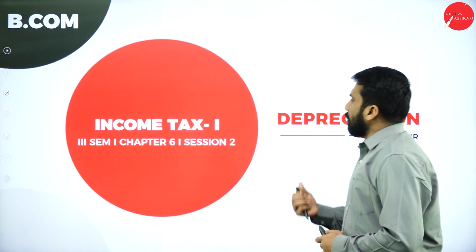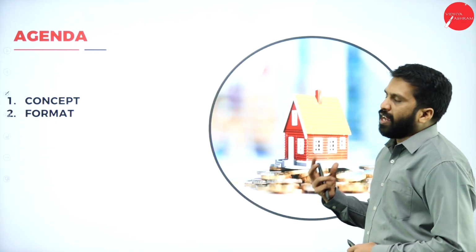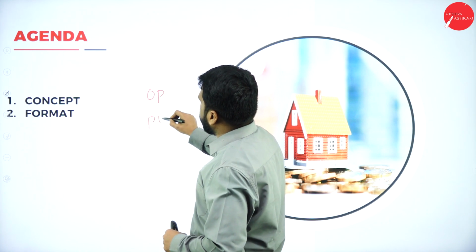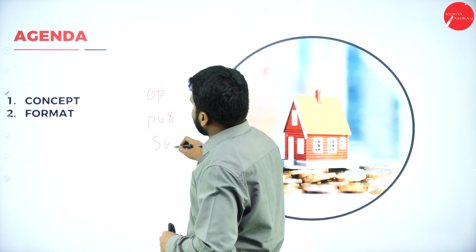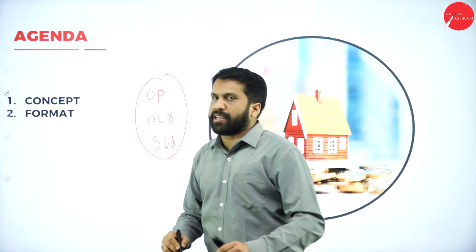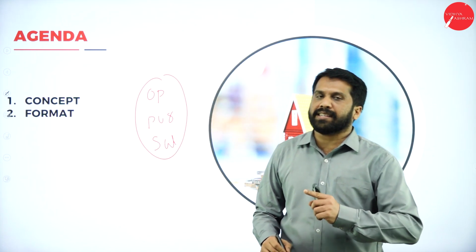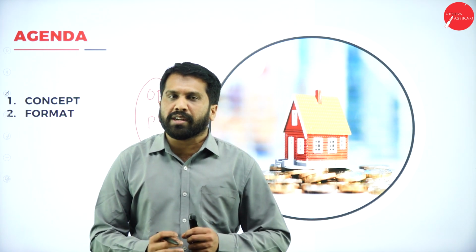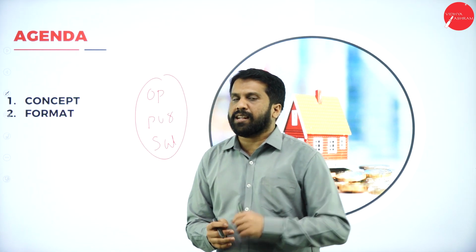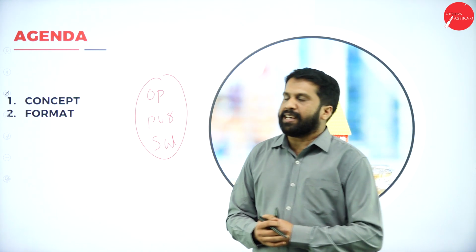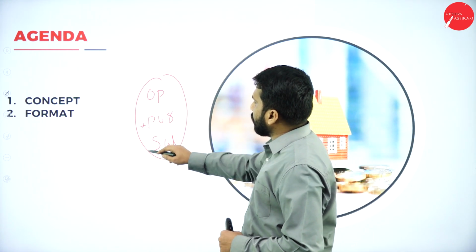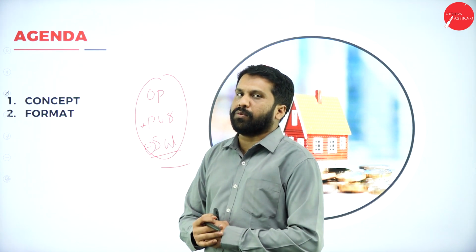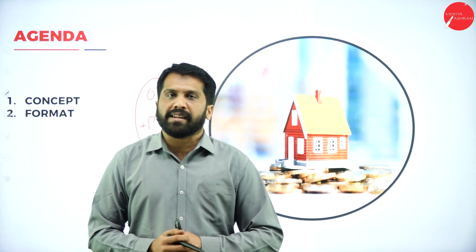Under depreciation, we have a problem where you have opening balance, purchases, and sales also. If you get opening, purchase, and sales, how to do? Opening WDV will be given in the question. Add any purchases there. Finally, we deduct sales. Opening plus purchase minus sales will be your closing balance. Whatever closing you get, on that we calculate depreciation.